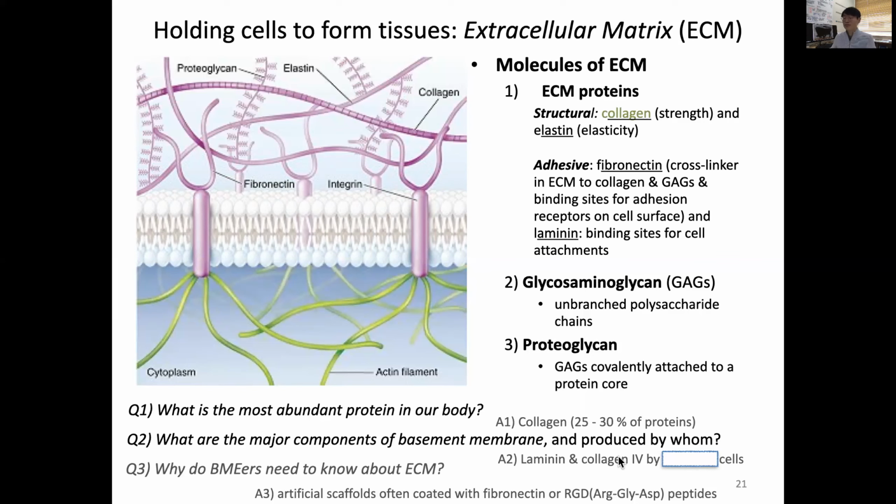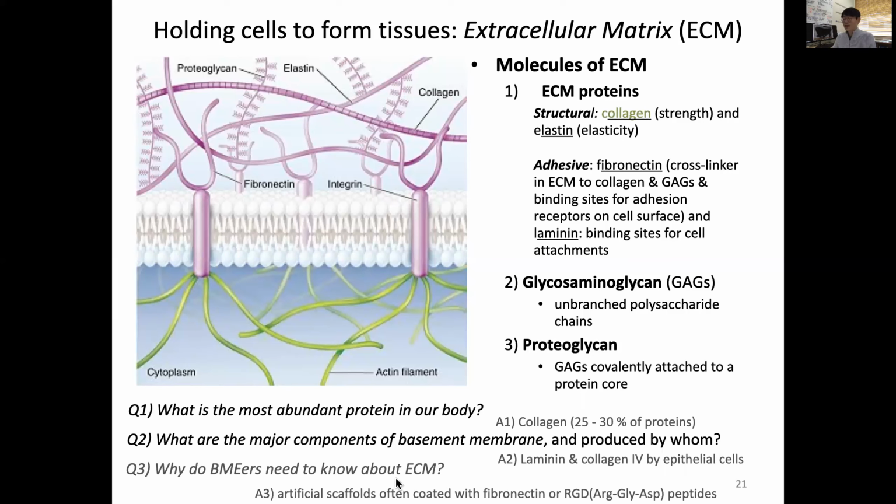And who produced this basement membrane? You remember when we talked about epithelium, epithelium is always sitting on top of the basement membrane. In fact, who made this? Epithelial cells are making this basement membrane.